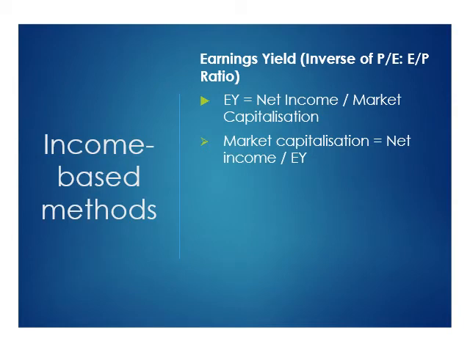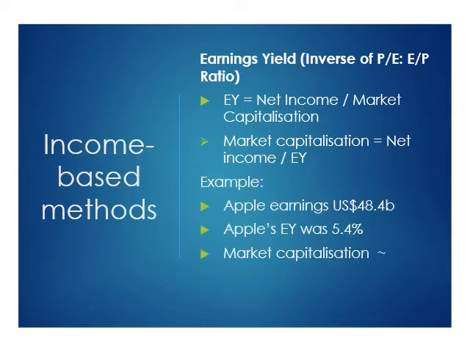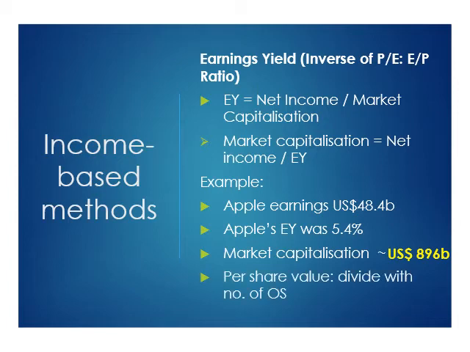Earnings yield can also be determined by dividing net income by its market capitalization. Thus, the market capitalization, or the market value of a publicly traded company's outstanding shares, can be determined by dividing net income by earnings yield. For example, Apple's earnings were 48.4 billion US dollars at one point with an earnings yield of 5.4%. Therefore, its market capitalization is equivalent to 896 billion US dollars. Also, its per share value can be determined by dividing its market capitalization by the number of its outstanding shares.